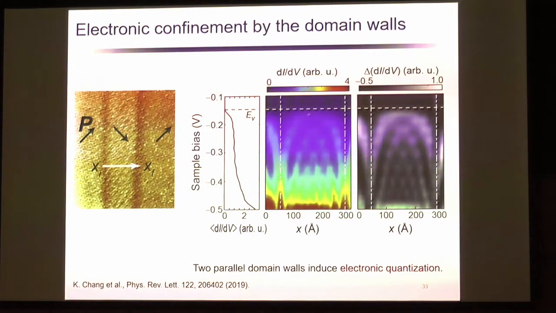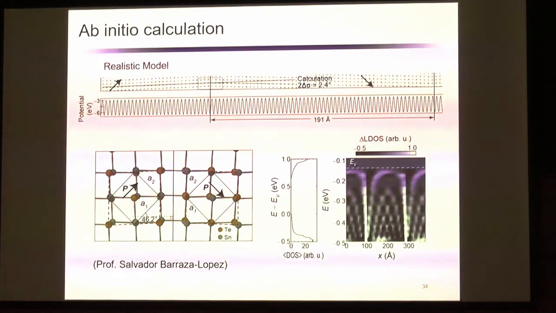So this is typically the particle-in-a-box problem you can see. You can see here there's one node, two nodes, three nodes, and around the domain walls there's actually no electron density of states. So that's why you can see here it's dark. So reflection is very high. And our collaborators gave us ab initio calculation support. He finds that around the domain wall there are no very high potential barriers.